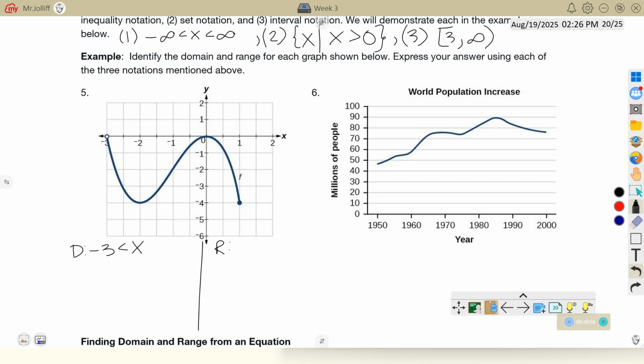And then I look at the other side of the graph. What's the largest x value? 1. Is 1 included in the graph? Yes, because it's filled in. So that's a less than or equal to. That would be our interval notation. Set builder notation looks almost identical. Curly brackets, x such that, and then we write the inequality notation.